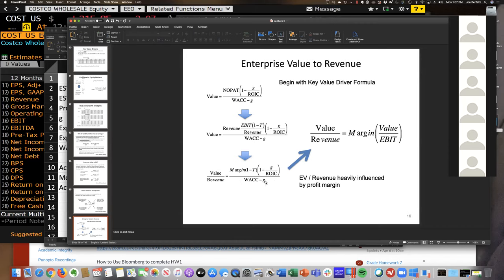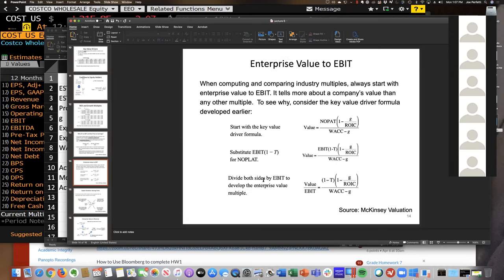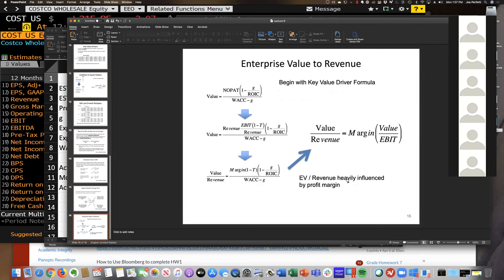over WACC minus G. So this was the other formula that we'd already used, which says this, 1 minus the tax rate times 1 minus G over ROIC divided by WACC minus G, is this. So essentially, this is the enterprise value to EBIT multiple. So enterprise value to revenue equals the EBIT margin times enterprise value to EBIT. In fact, that's why we took the enterprise value to revenue divided by enterprise value to EBIT, and you get your EBIT margin, okay? That's just math, okay?